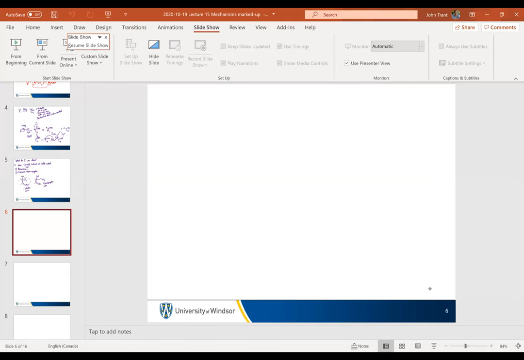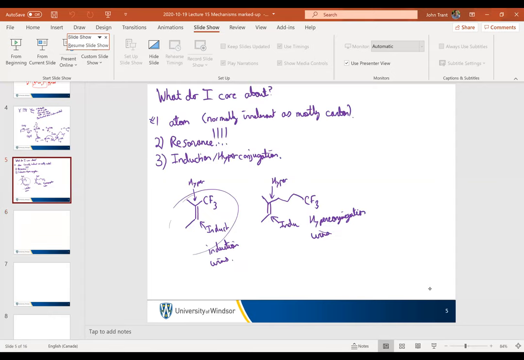Okay. So we left off last class talking about what is the most important thing when you're trying to figure out which carbon is going to carry charge. And we realized number one was atom. Then we have to worry about resonance. Resonance is really, really important, like super important, like the most important. Then we have this induction hyperconjugation dogfight between the two of them, where depending on the extremity of one or the other, one or the other can dominate.